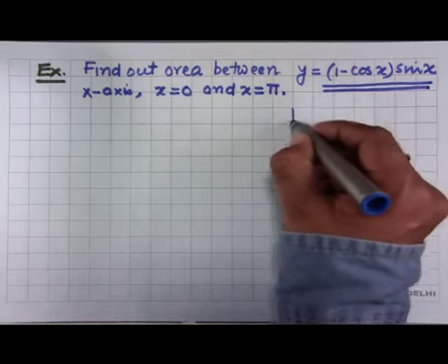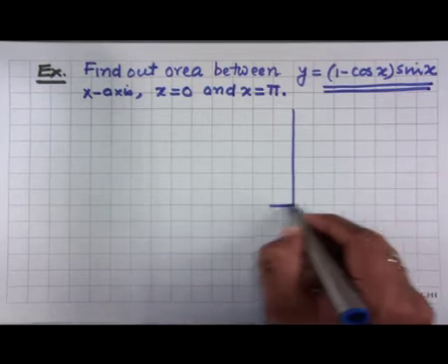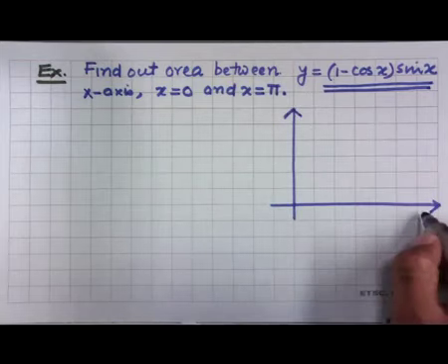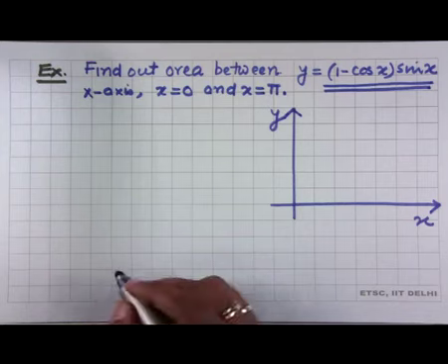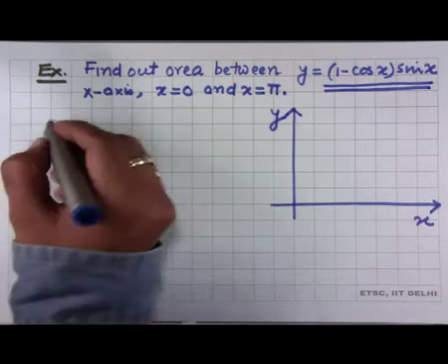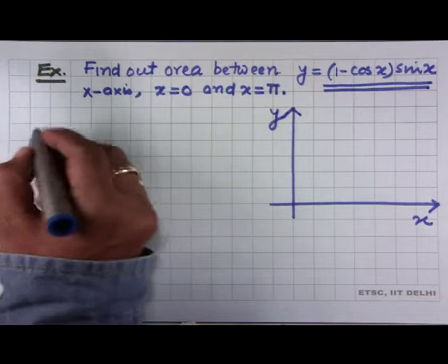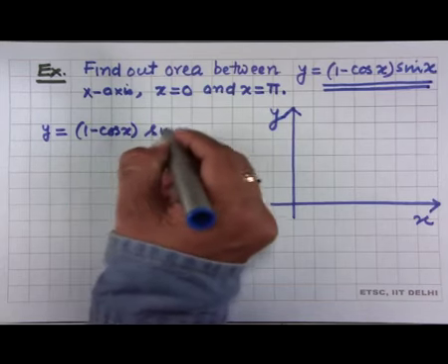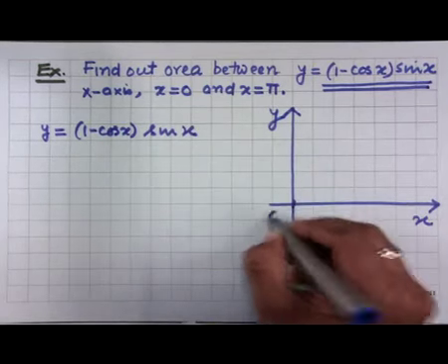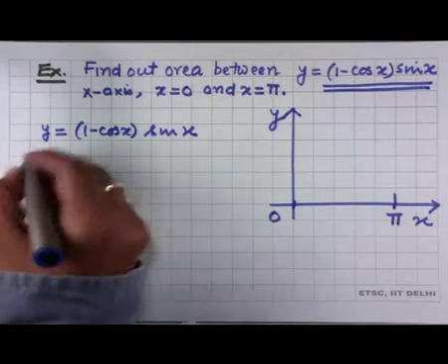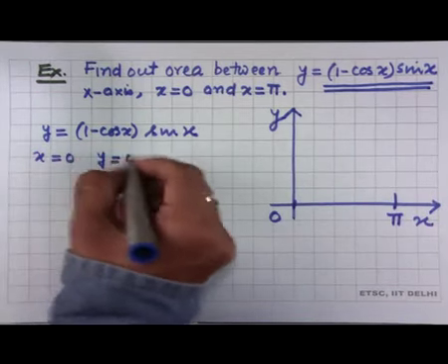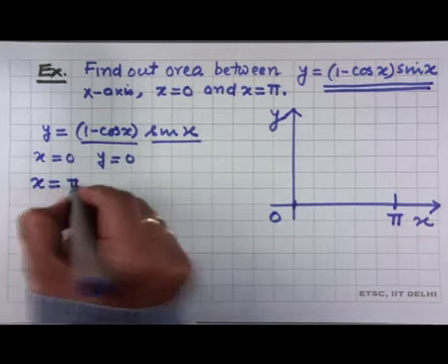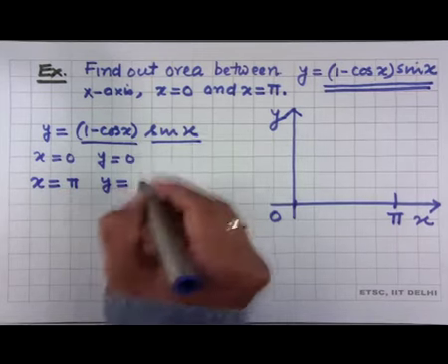So if this is x axis, this is y axis. So between 0 and pi, what is the nature of the curve 1 minus cos x into sin x? So say this is 0, this is pi. At x equals to 0, y is 0 because of both the factors. X equals to pi also, y is 0 because sin pi is 0.